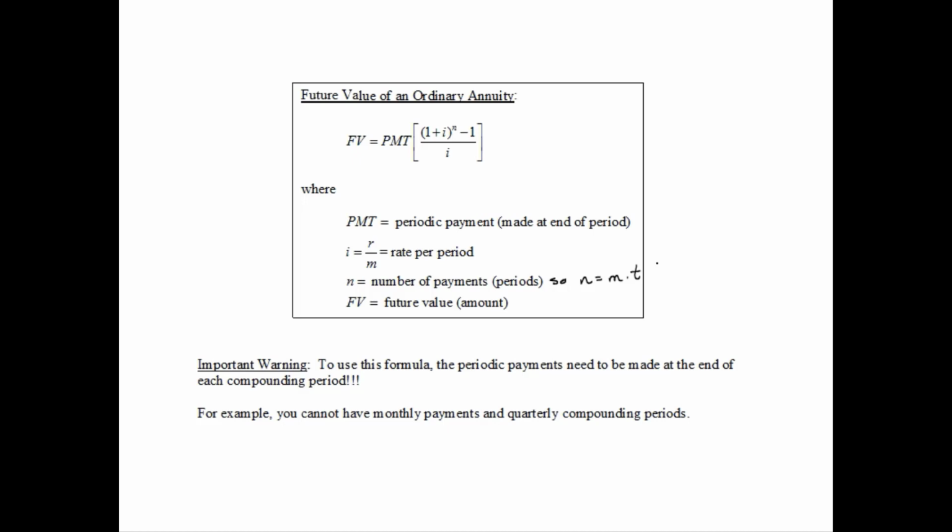This formula is based on the fact that the periodic payments are at the end of the compounding period. If you make them at the beginning, there is an adjustment to the formula. It will not look exactly like this, although of course it will be similar.